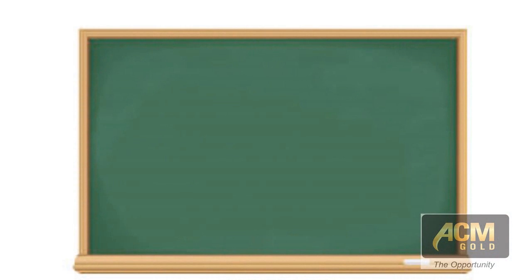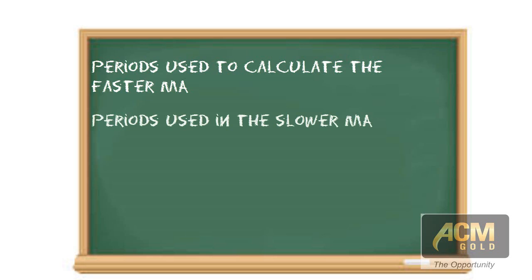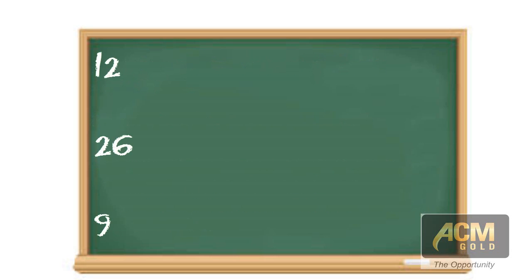With a MACD chart, you will usually see three numbers that are used for its settings. The first is the number of periods that is used to calculate the faster moving average. The second is the number of periods that is used in the slower moving average. And the third is the number of bars that is used to calculate the moving average of the difference between the faster and slower moving average. For example, if you were to see 12, 26, 9 as the MACD parameters, which is usually the default settings, this is how you will interpret it.